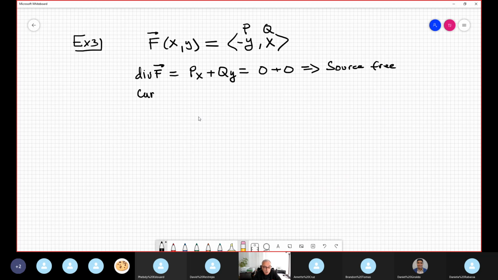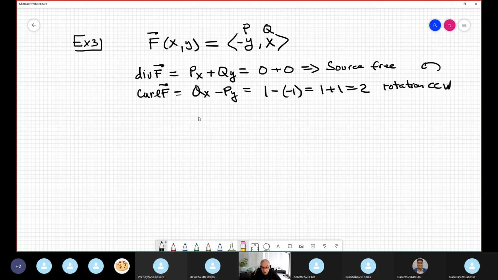Okay, curl. Well, the curl by definition, the formula is Qx minus Py. Derivative of Q with respect to x is 1, minus derivative of P with respect to y, which is negative 1. Double negative becomes positive. 1 plus 1 is 2. So this vector field rotates counterclockwise. When you see the animation, you see that the paddle wheel is moving in this direction.